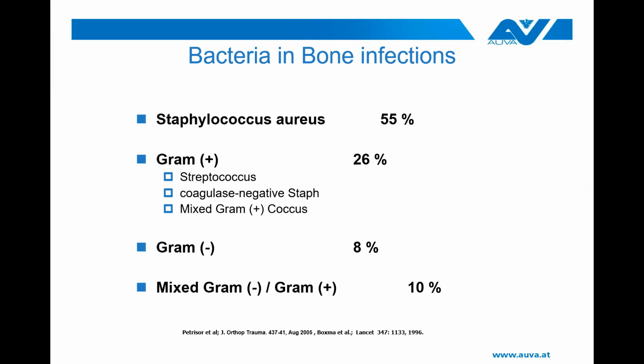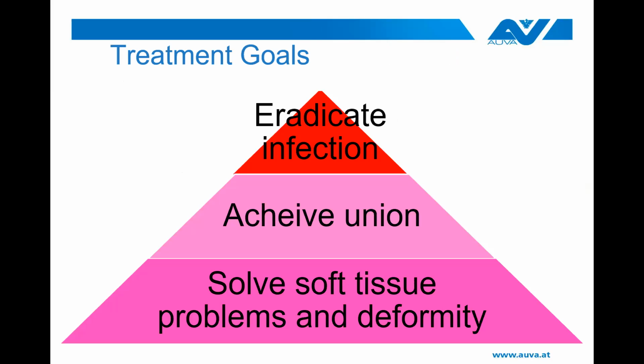If we look at the bacteria in bone infections, we face Staphylococcus aureus in most of the cases and the gram-positive ones. And of course, we have mixed bacteria in the bone. It will be the same in Jordan as well. And our goal is primarily to eradicate the infection. This is the most important goal. After this, we need to achieve the union. And after this, we solve the soft tissue problems.